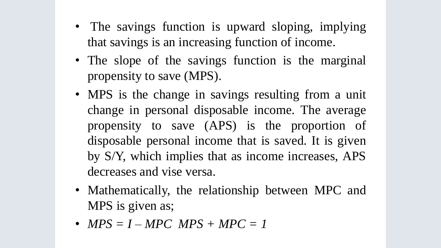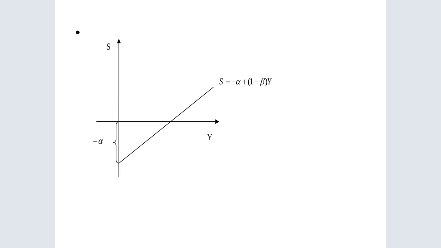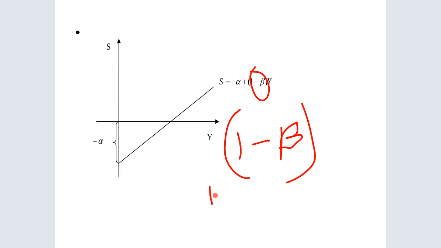That is your savings. Now the slope of the savings function is the marginal propensity to save. So the marginal propensity to save, from this diagram, is simply this part here. This part here gives the marginal propensity to save, which is simply 1 minus beta. So 1 minus beta is what we refer to as the marginal propensity to save, which is simply the slope of the savings function.